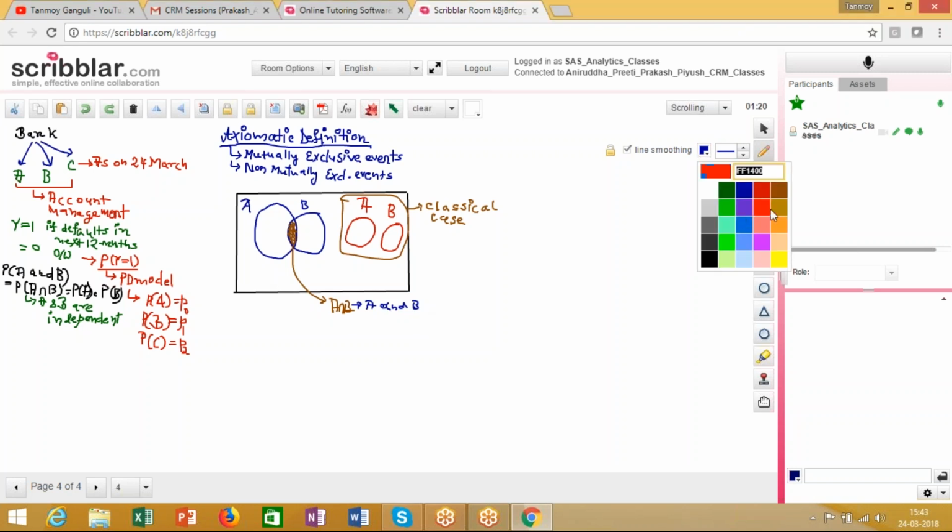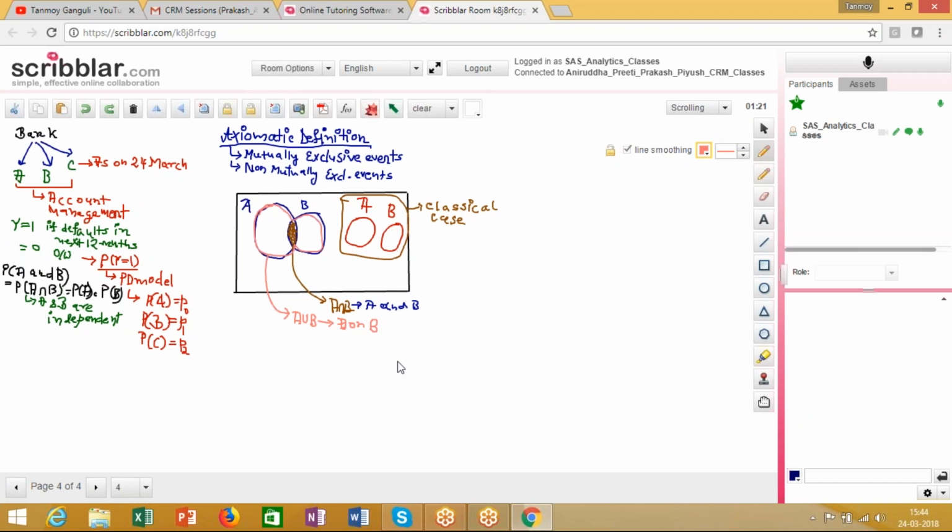Similarly, if I look into this entire part, this is called A union B. This part talks about A or B, right? So these are the two most important things that we need to talk about.